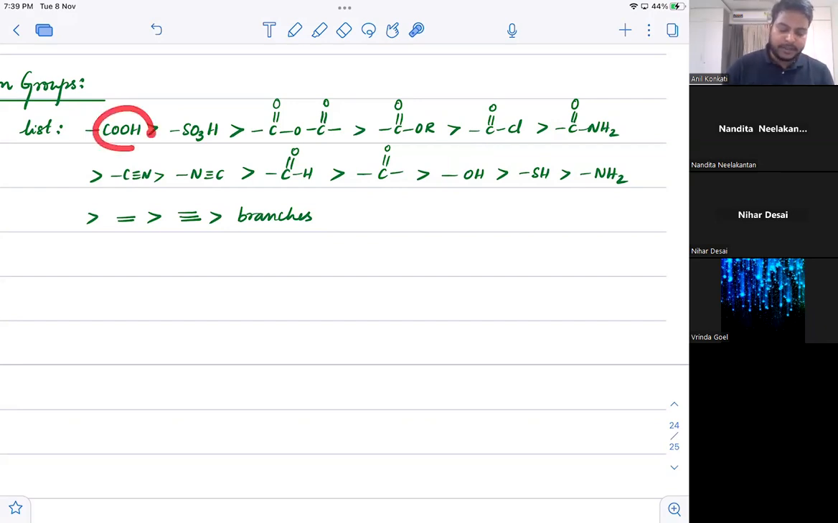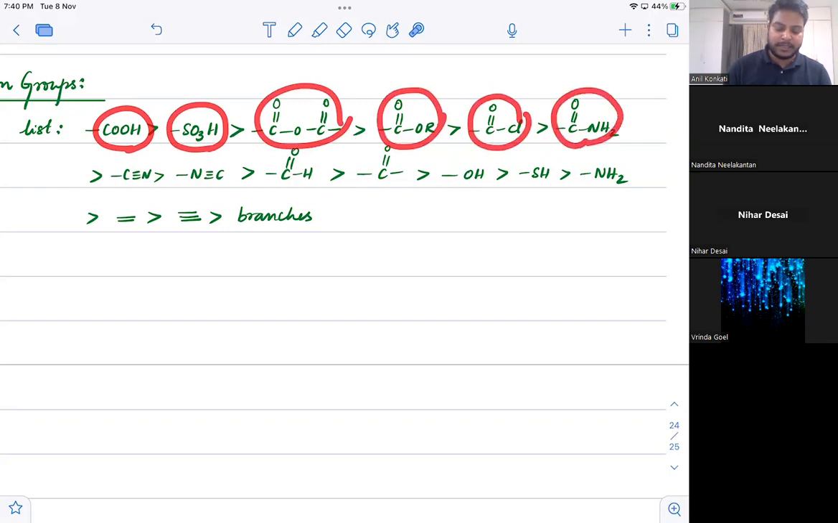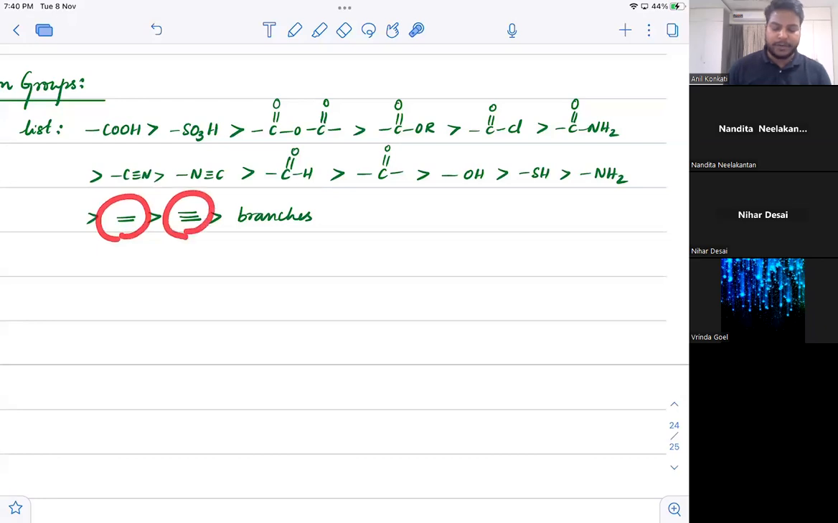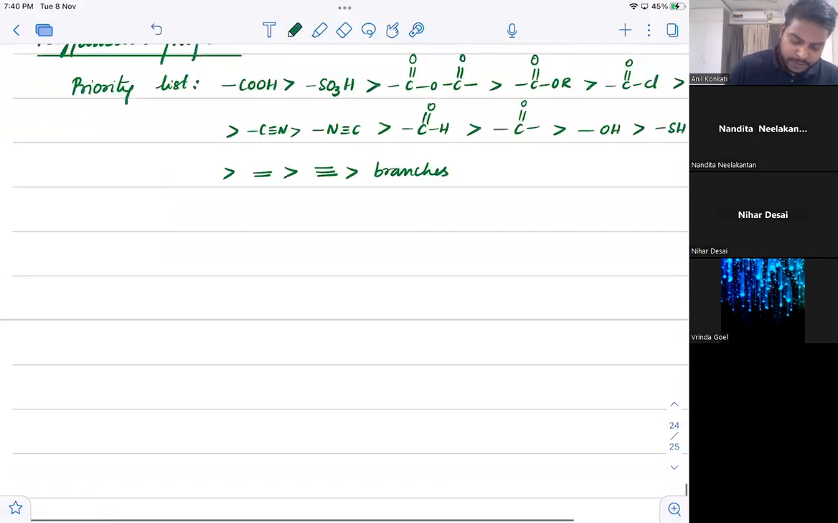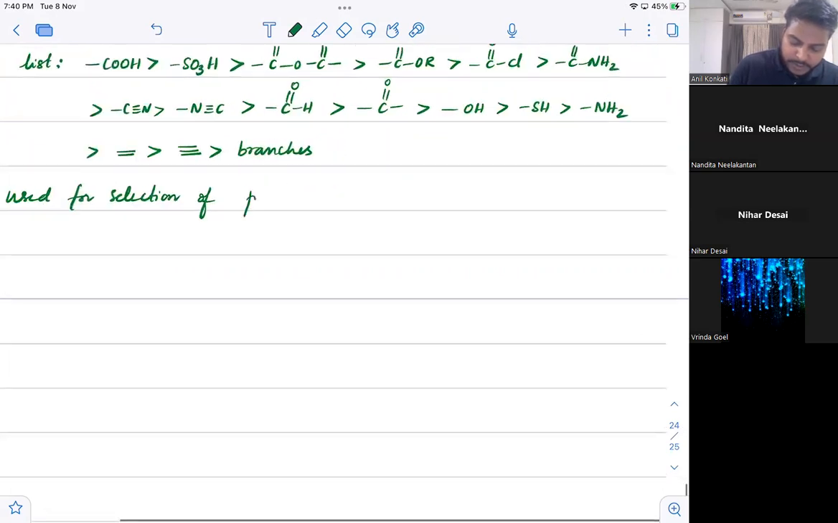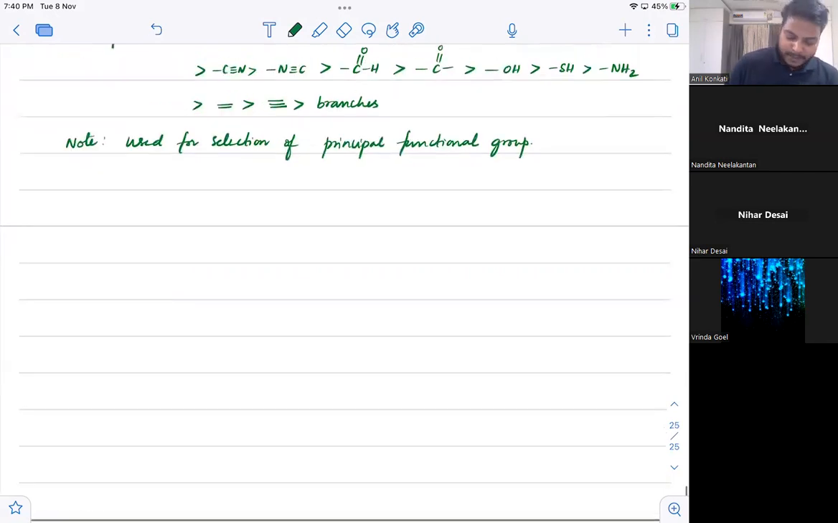Everyone, first acid, carboxylic acid, sulfonic acid, then anhydride, then esters, then acid chlorides, amides, cyanides, isocyanides, aldehydes, ketones, alcohols, thioalcohols, then amines, then double bonds, triple bonds, and finally all branches. Keeping this in mind, accordingly, you have to select the principal functional group. This is the priority list used for selection of the principal functional group.